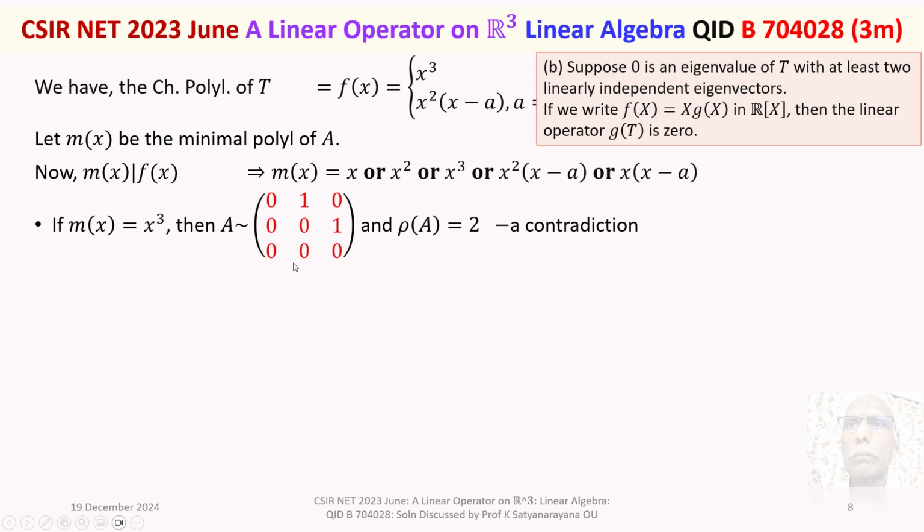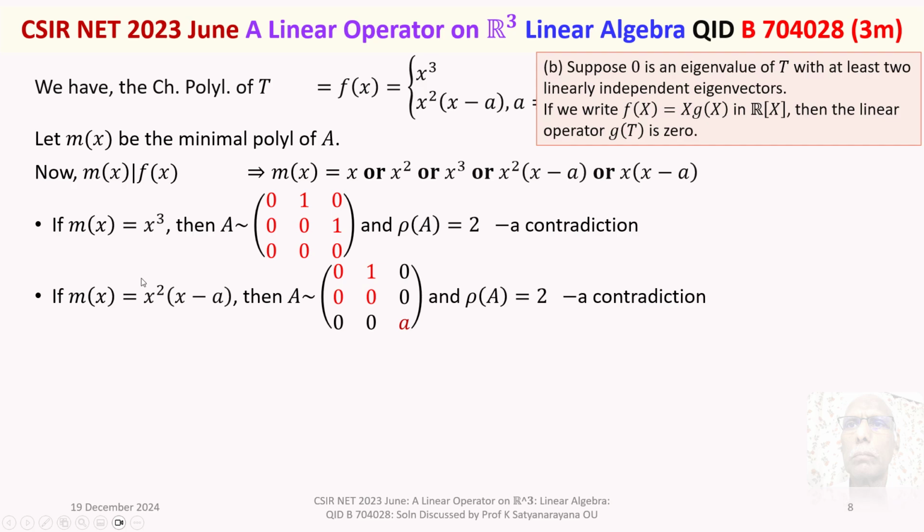observe now, what is the rank of A? There are only two linearly independent rows, so the rank of A is 2. But the rank of A is less than or equal to 1, which we have seen in the last slide. Therefore, it's a contradiction to the fact that the rank of A is less than or equal to 1. So this will not be possible.